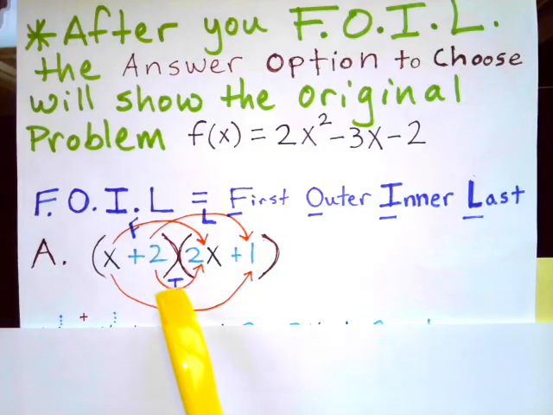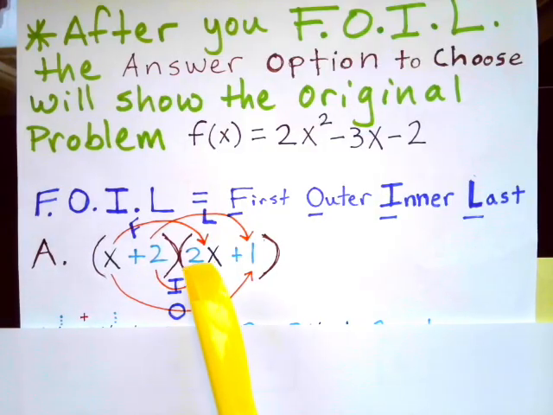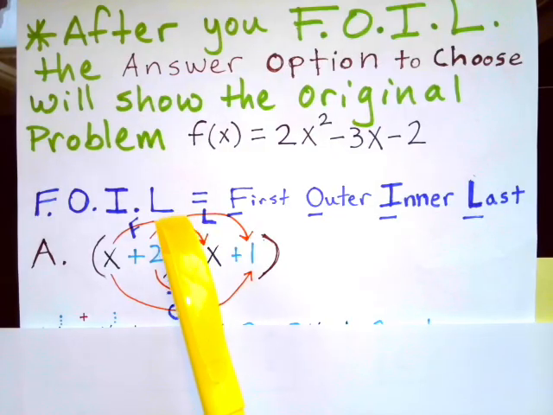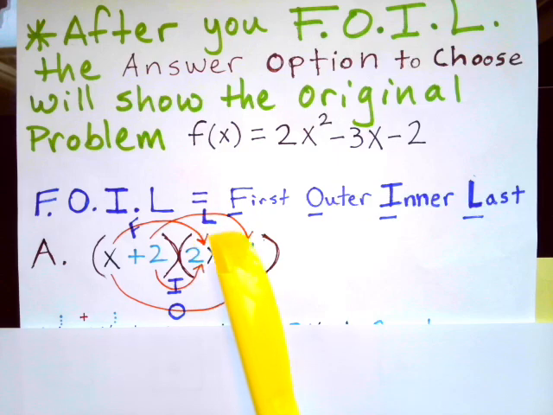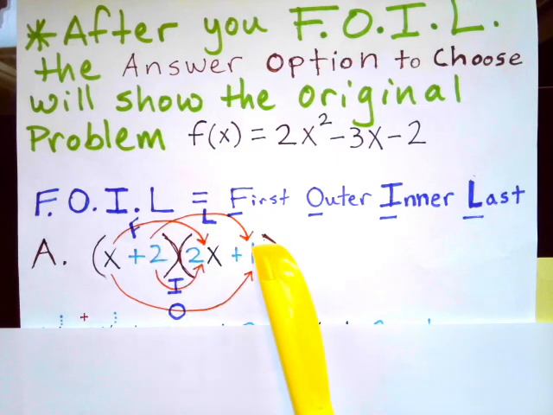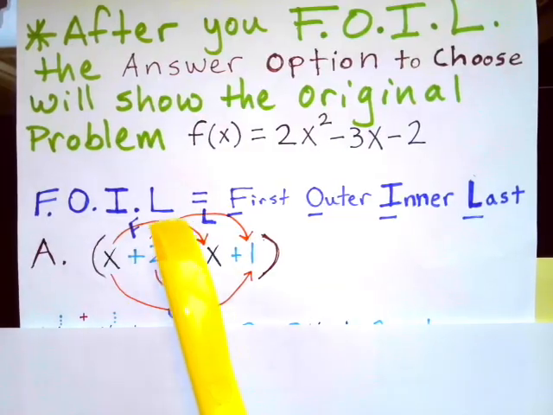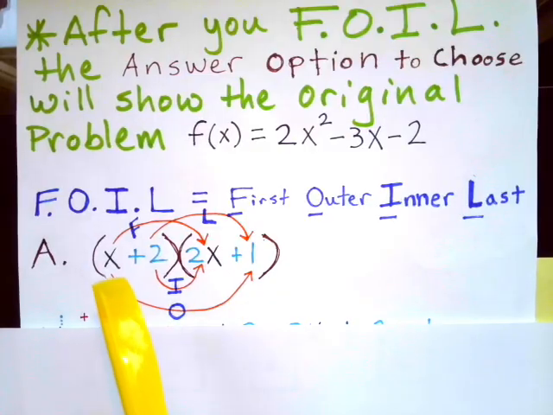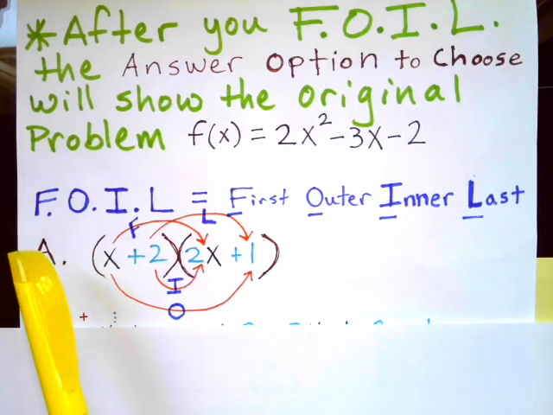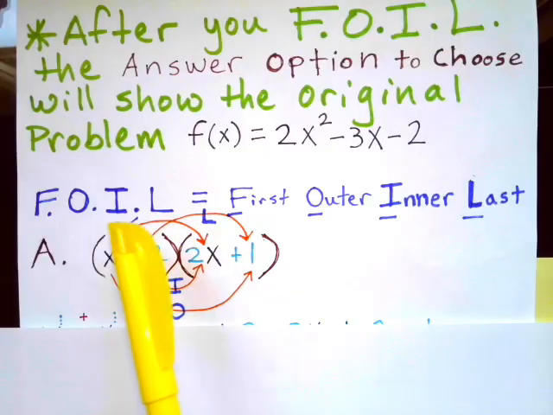I represents the inner terms, right? So I'm going to take that 2 and multiply times 2x. And then finally, L, my last terms. The 2 and the 1 are the last terms in the parentheses. I'm going to multiply 2 times 1. If you take a quick look here, you can see I've created two eyebrows, a nose, and a mouth. And that will help you to remember what terms you multiply when you're completing a FOIL technique.